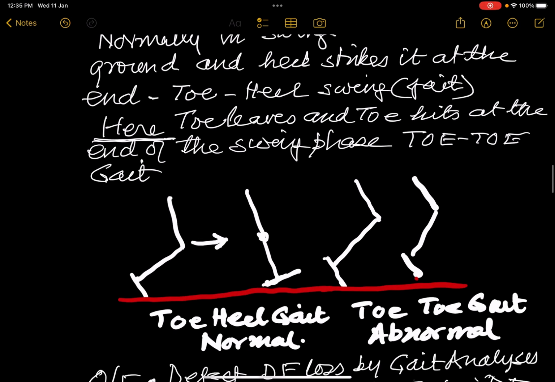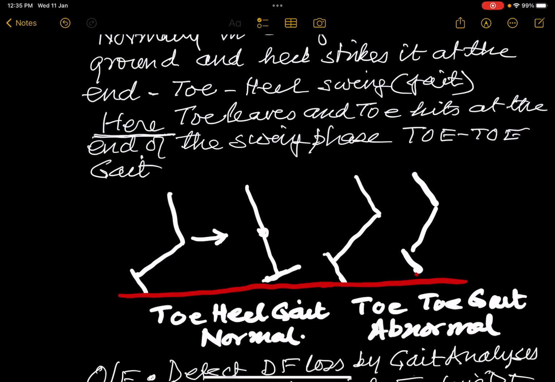The second thing that you must understand is that normally the foot leaves the ground in the swing phase on the toes and touches back on the heel. So this is normal gait, toe heel gait, but here the foot will leave the ground on the toes and touch back on the toes because the foot has failed to dorsiflex. So this is called the toe to toe gait.